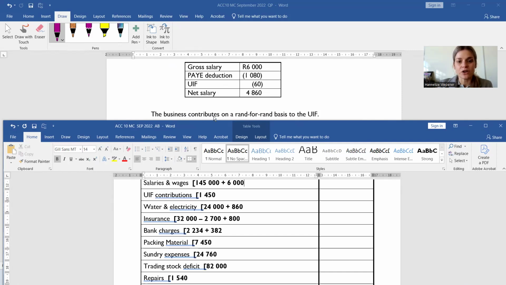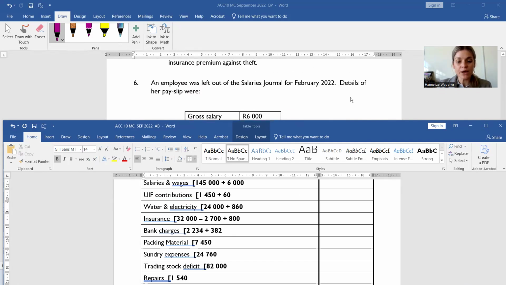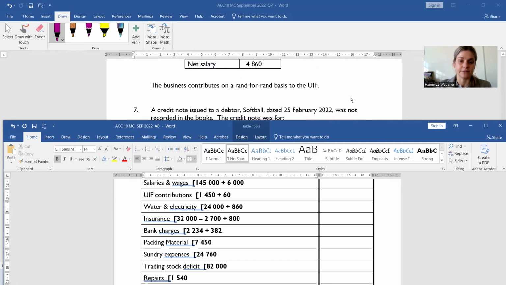It then says that the business contributes on a rand for rand basis to UIF. In other words, whatever is deducted from the employee's earnings, we will match that as an expense, a UIF contribution. And we are now including it because this employee had been left out or has been omitted from the records. Okay, and then if you had to do it in your SFP, they would have told you this person has been paid. So in other words, then you credit back. Or this person has not yet been paid, then it will remain in your creditors for salaries account.